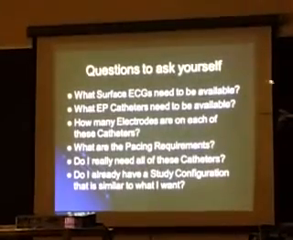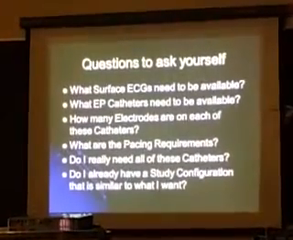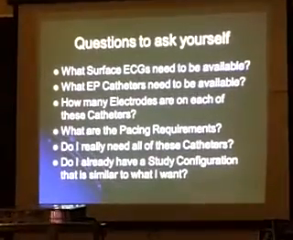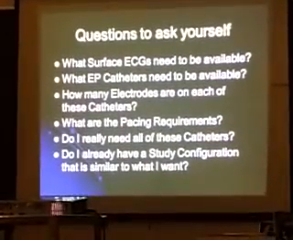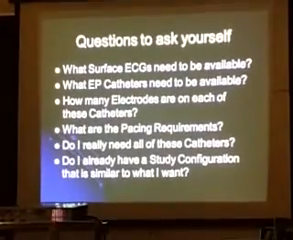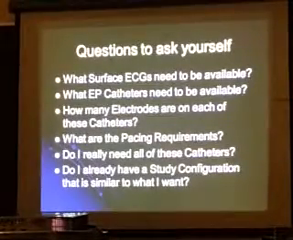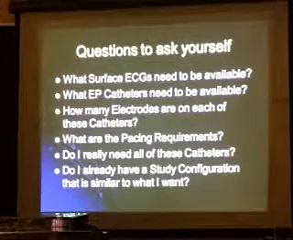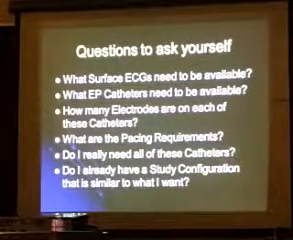What surface ECGs need to be available? Obviously, we need to always have 12 available, because remember how I told you how important 12 leads are, okay? However, the physicians like to see 3 or 4 specific leads when they're looking at their endocardiac. So we want to know what the physician wants. They're usually based on vectors.